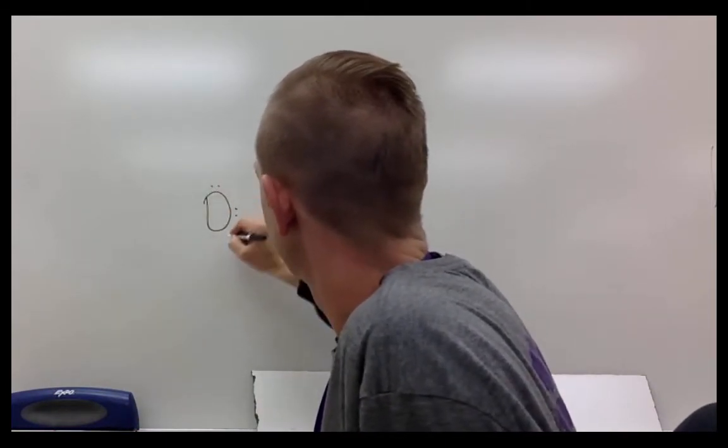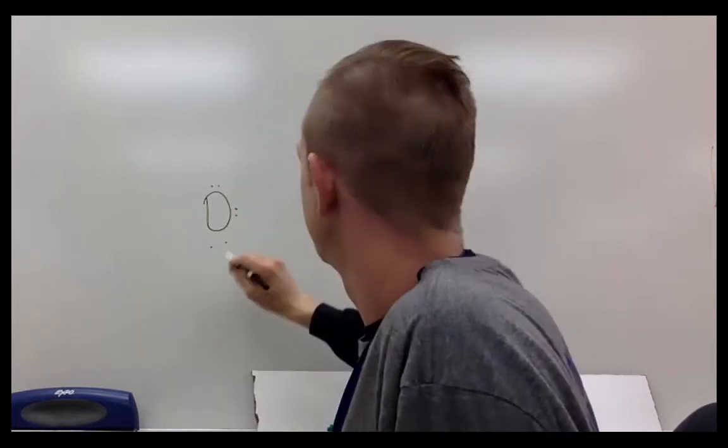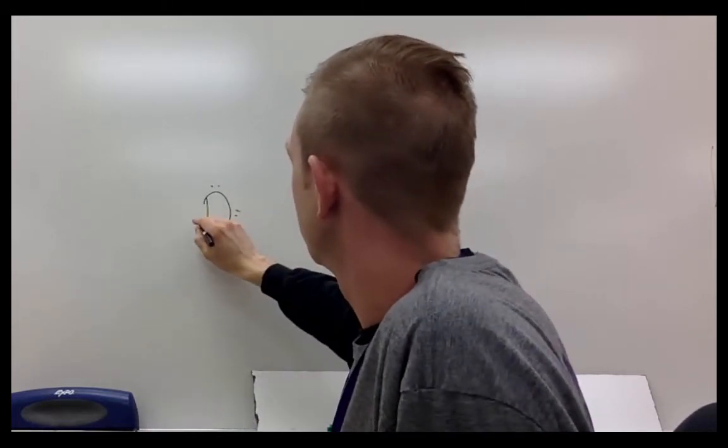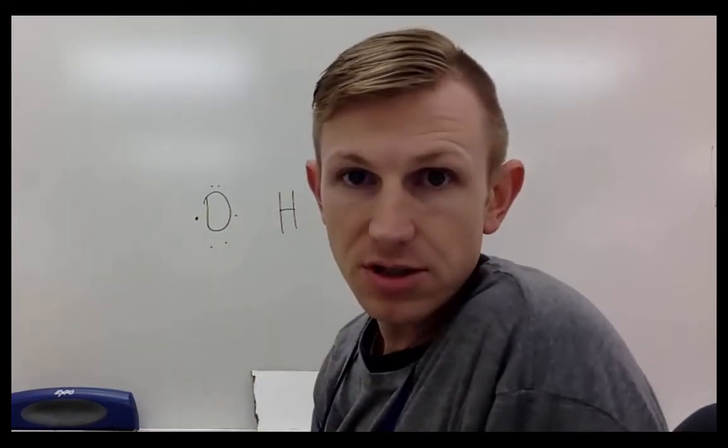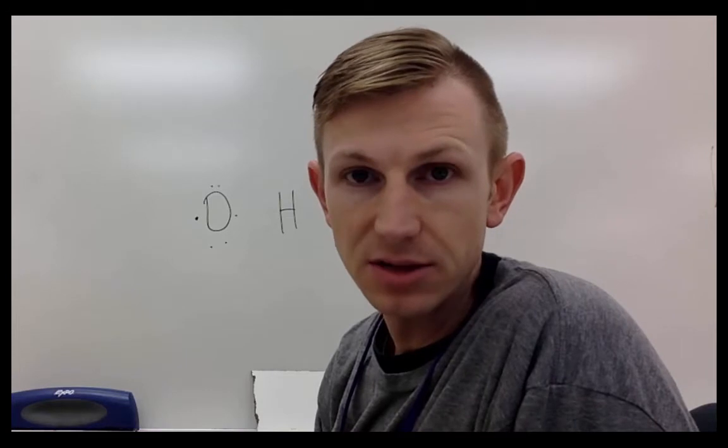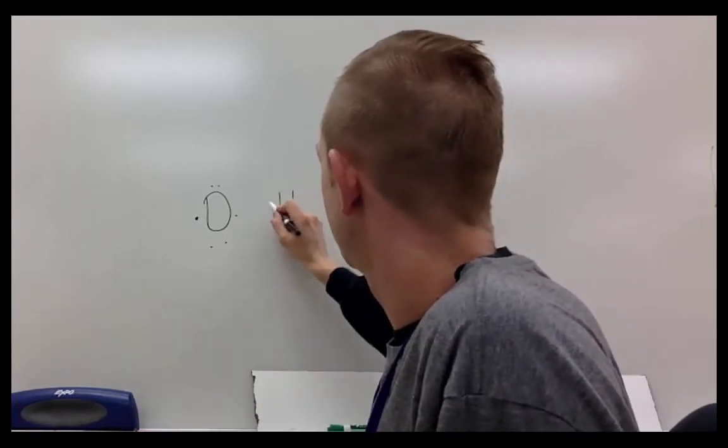1, 2, 3, 4, 5, 6. Okay. I'm going to actually move one of these over here. So this is where you might start just making your own decisions about where you place your electrons on your Lewis dot structure, just so you guys know.